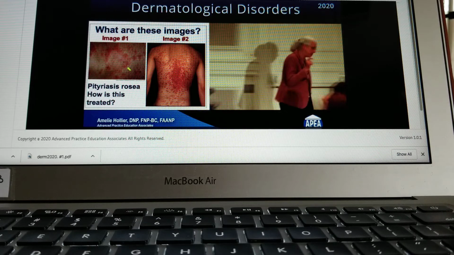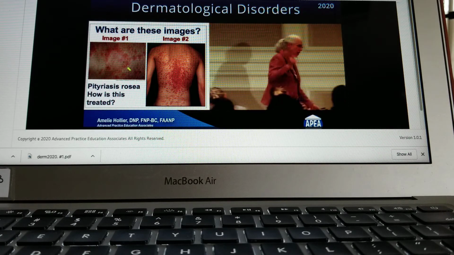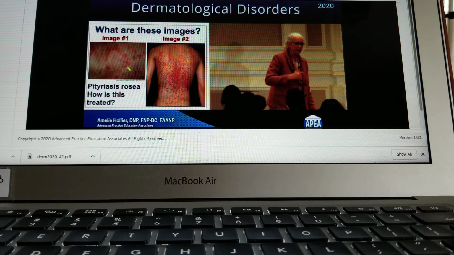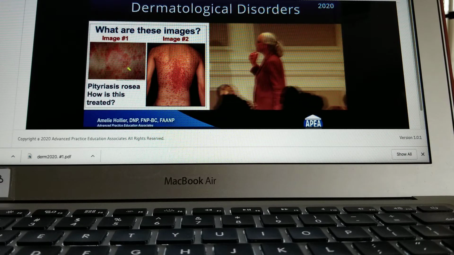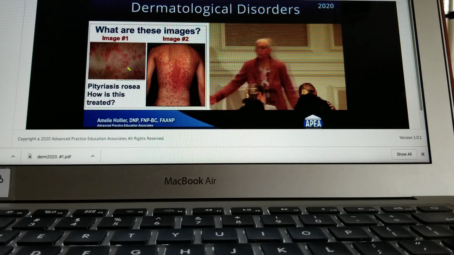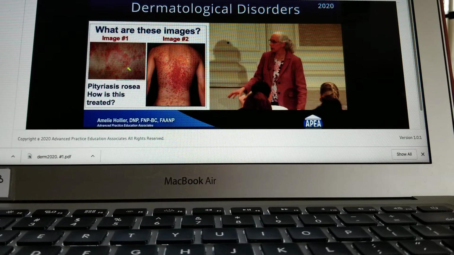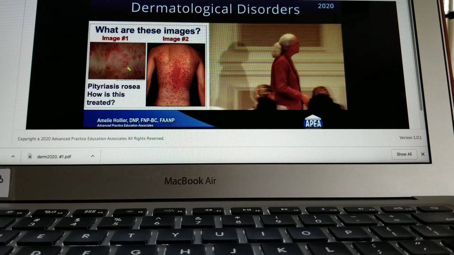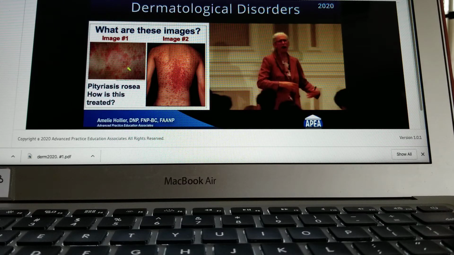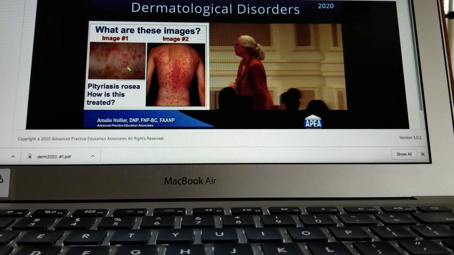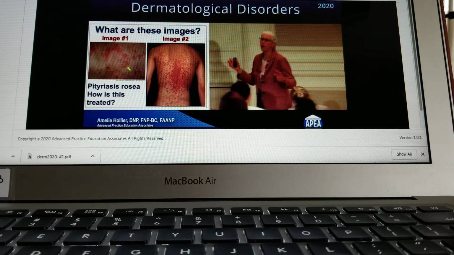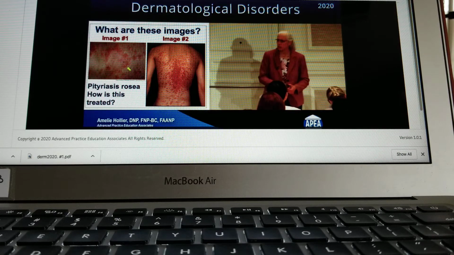Pityriasis, P-I-T-Y-R-I-A-S-I-S. Pityriasis rosea is the second word. R-O-S-E-A. Not rosacea, but rosea. So pityriasis rosea, we don't know why people have it. We think it may be viral, but there are 2 hallmark findings in a patient with pityriasis rosea.